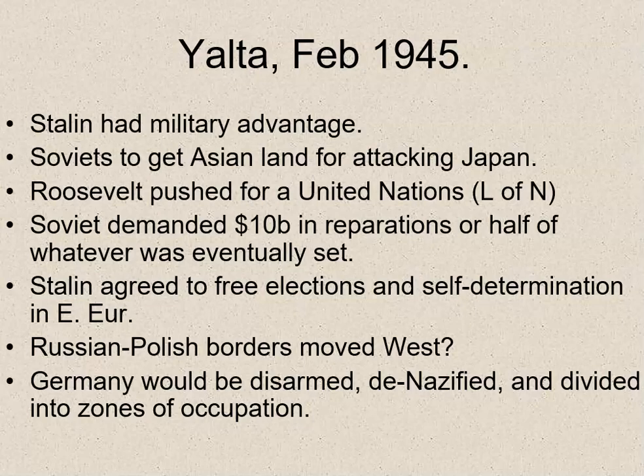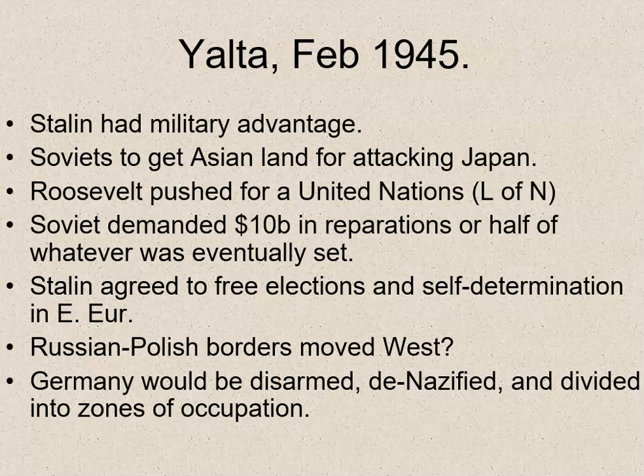In February of 1945, there was a meeting at Yalta, which is in the Crimea. Stalin really has the military advantage at this point in time. His troops are really invading Germany at this point in time, and the Soviet Union has a very large land army, and the Western allies, Britain and the United States, are interested in getting the Soviet Union into the attack against Japan at some point in time. And so the Soviet Union was offered Asian territory for attacking Japan after the war with Germany is over.